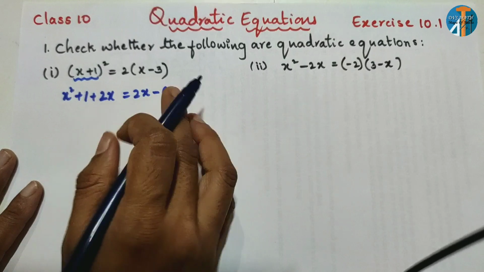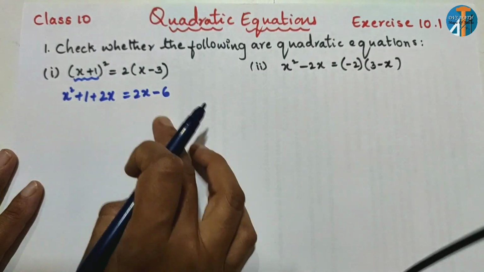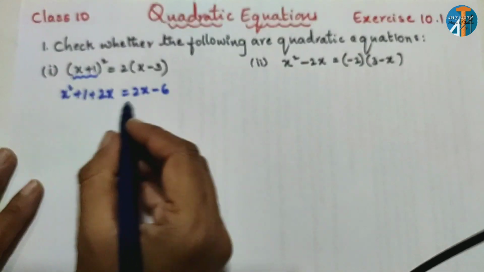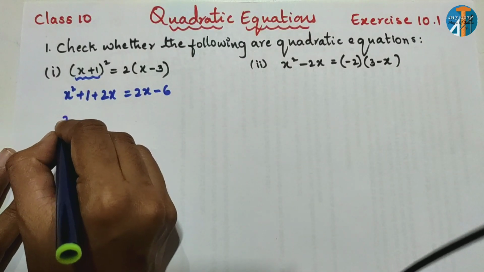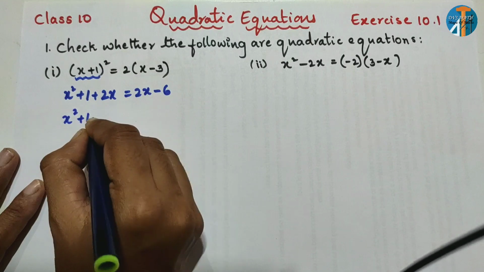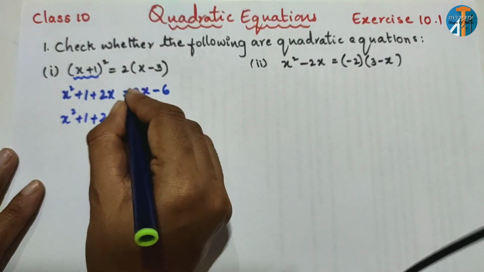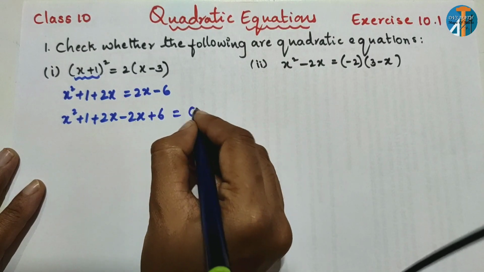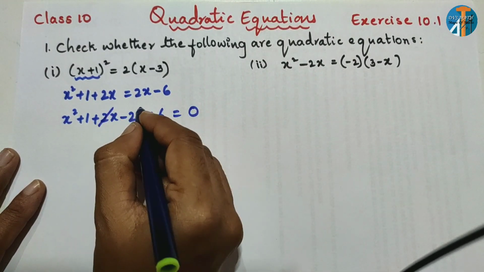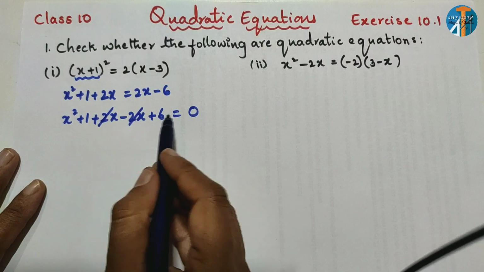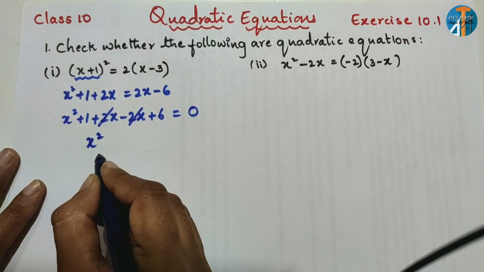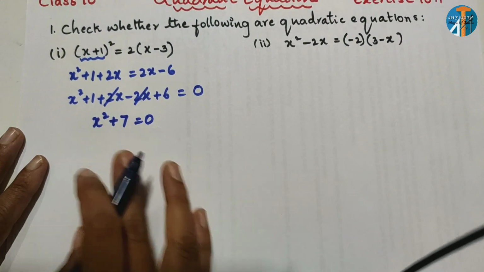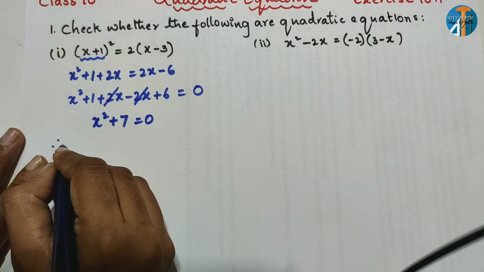Observe here, now let us take all these to the LHS because our RHS is 0. Yes, right, in general form it is 0. So if I consider all this side, what happens? x square plus 1 plus 2x, this plus 2x becomes minus 2x, plus 6 becomes plus 6 is equal to 0. Here you can observe, plus 2x minus 2x cancel, plus 1 plus 6 becomes x square plus 7 is equal to 0.